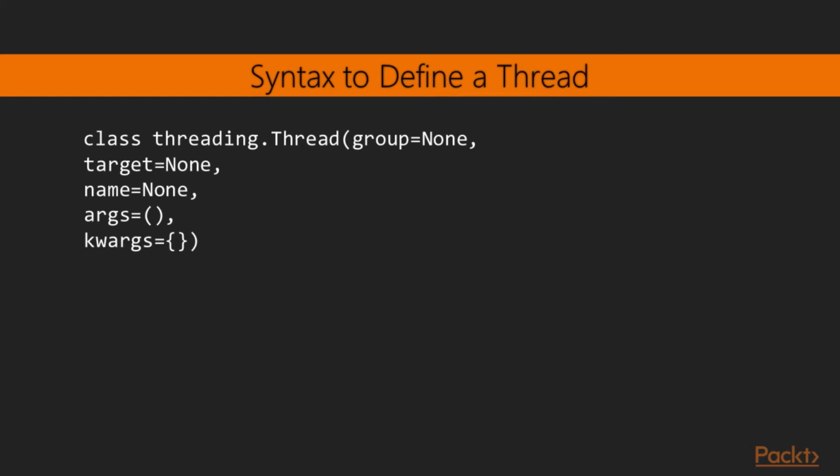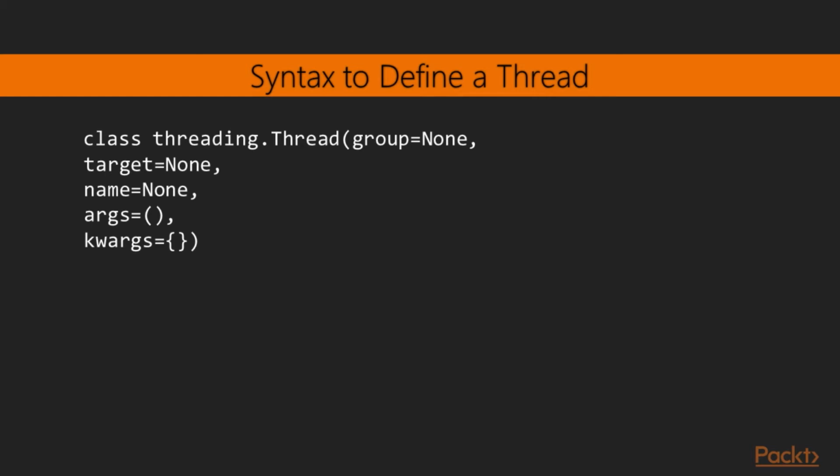2. Target. This is the function that is to be executed when you start a thread activity. 3. Name. This is the name of the thread. By default, a unique name of the form Thread-N is assigned to it. 4. Args. This is the tuple of arguments that are to be passed to target. 5. Kwargs. This is the dictionary of keyword arguments that are to be used for the target function.